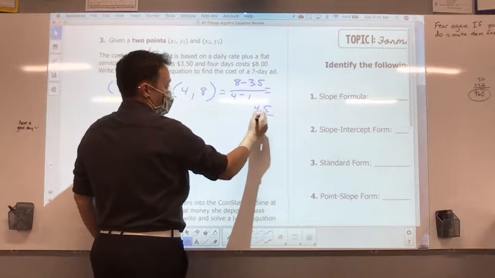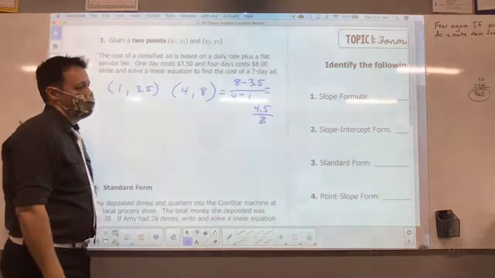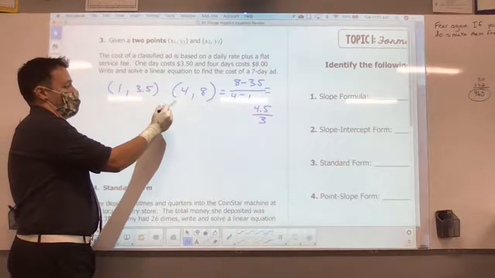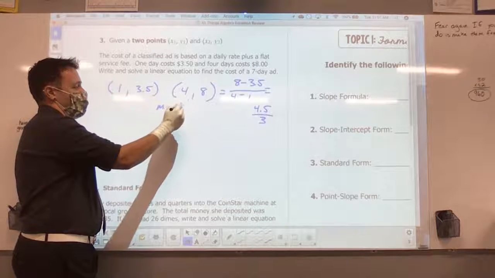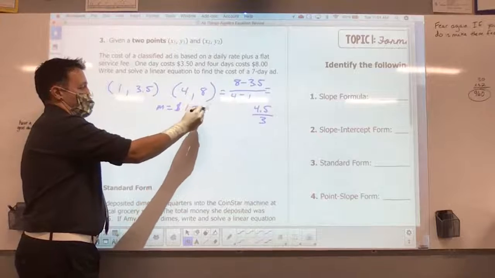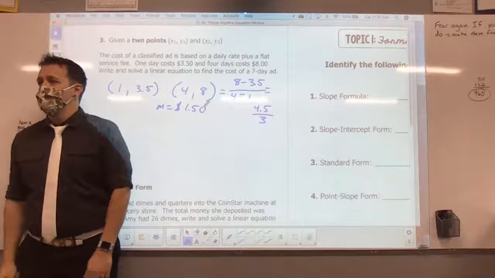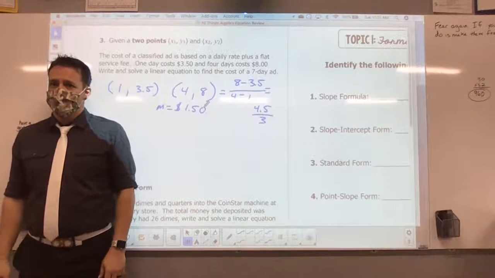4.5 divided by 3, which is, your slope is $1.50. So the answer is not to take $1.50 and multiply it by 7. That's not the answer.